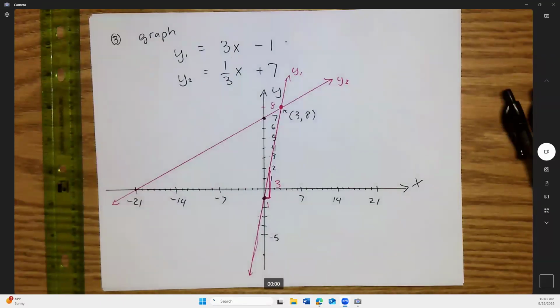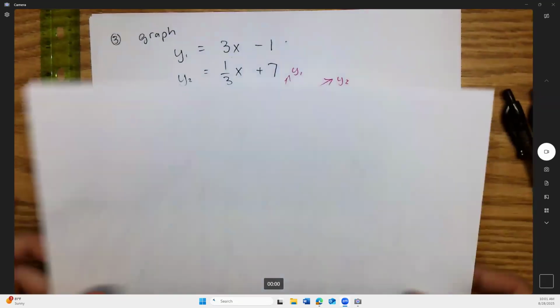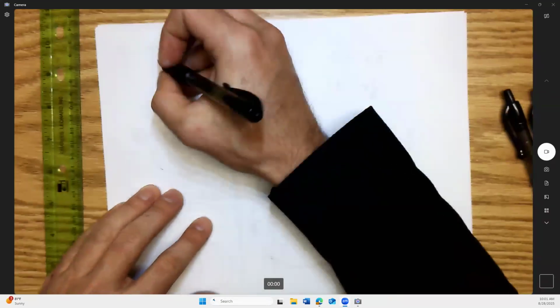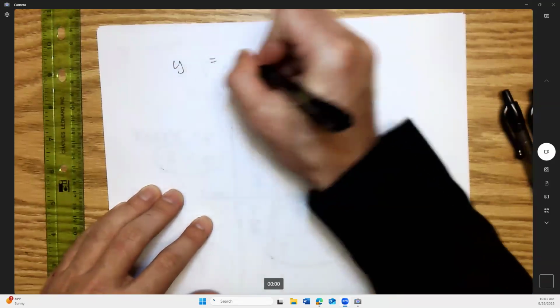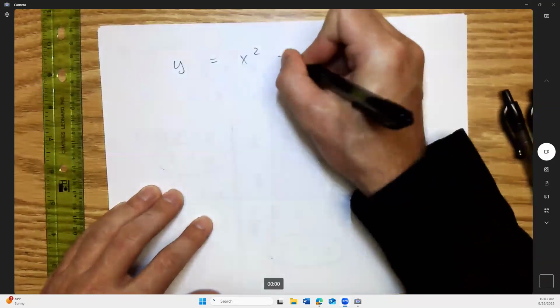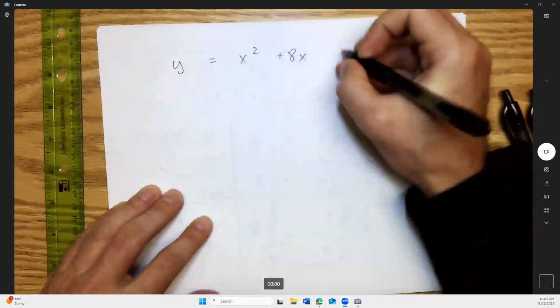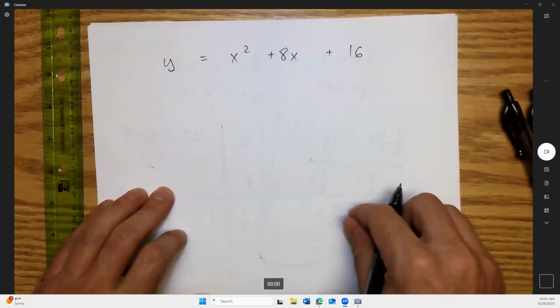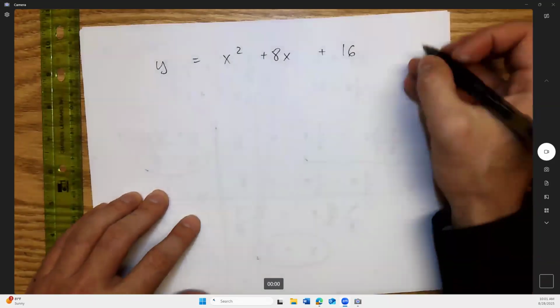So you guys good on system of equations? All right. Let's do this. Y equals x squared plus 8x plus 16. There's a few things I want to do with this. Let's start with factor.